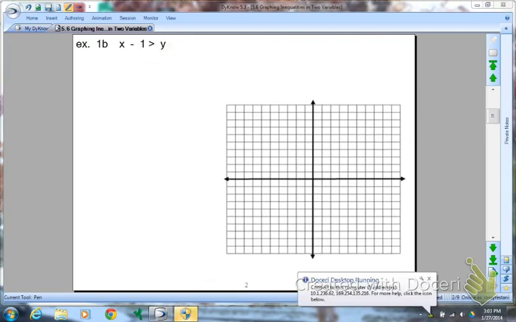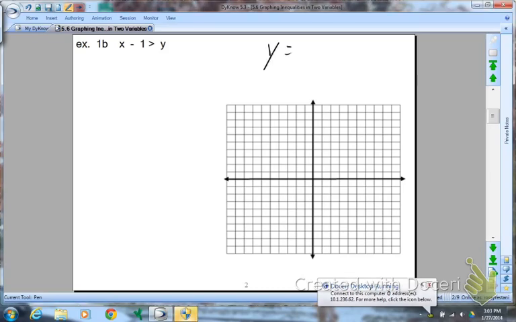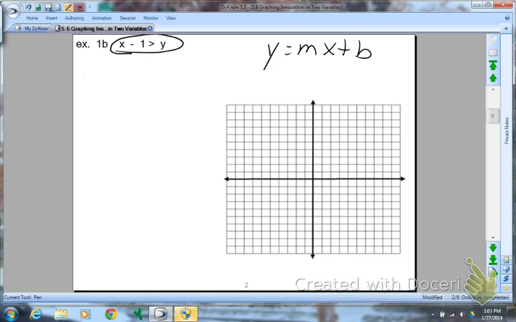In example 1b, x minus 1 is greater than y. What's wrong with this equation? It's flipped around. We need to pick it up and flip it to where it's in the form of y equals mx plus b. Y is on the wrong side, so I'm just going to pick this whole thing up and flip it around. Now when I do that, I also have to flip the inequality around. Make sure, look, it's still pointing to y.